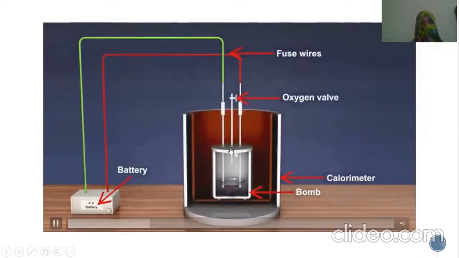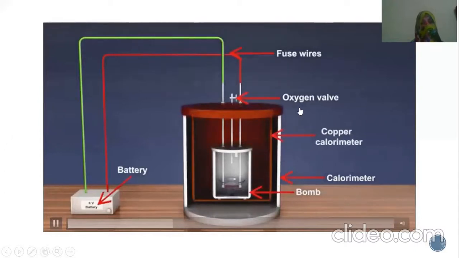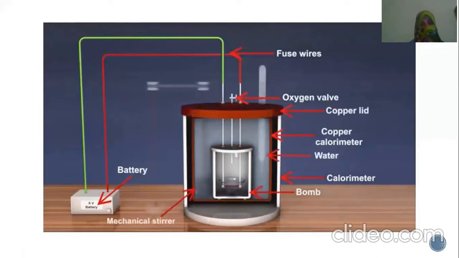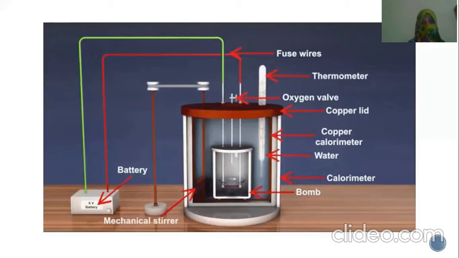This is the inner copper calorimeter. This is the copper lid of the foam calorimeter. This is the water filled in the foam calorimeter. This is the mechanical stirrer to stir the fluid. Thermometer to record the change in temperature. This is the air jacket between the bomb and calorimeter, an insulated jacket.